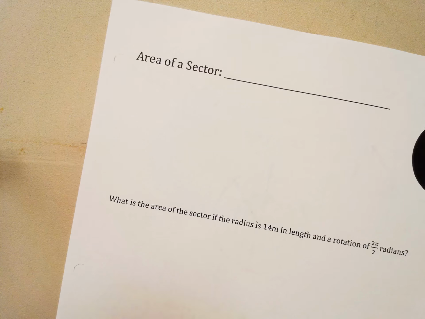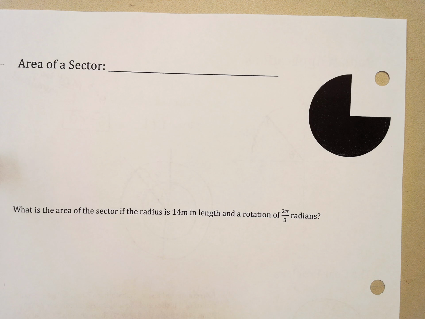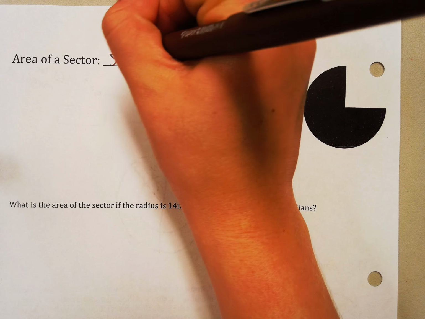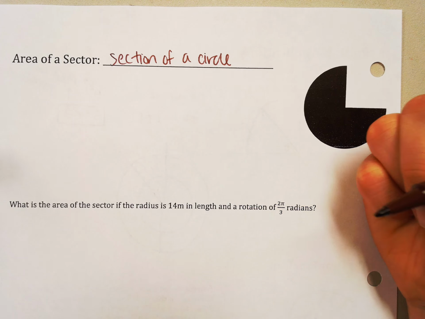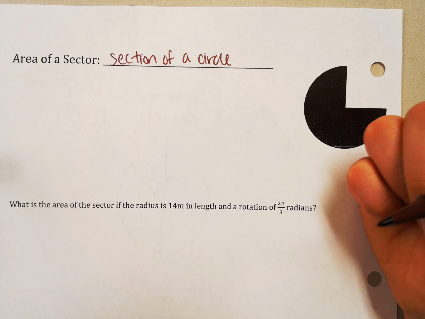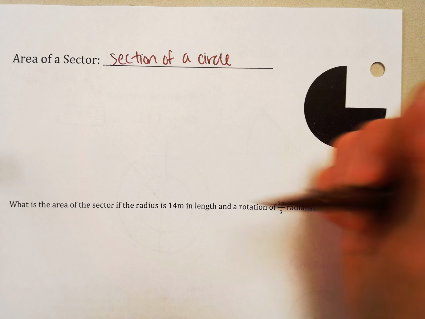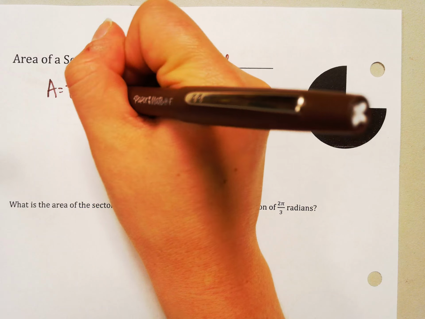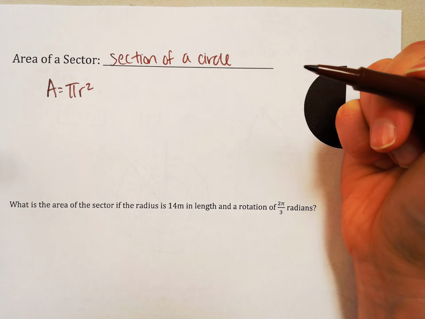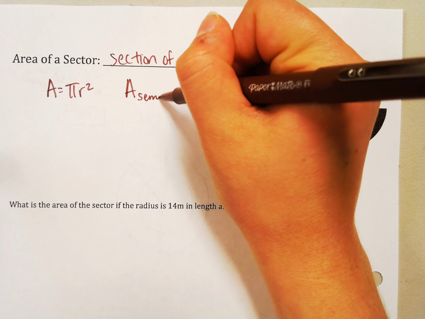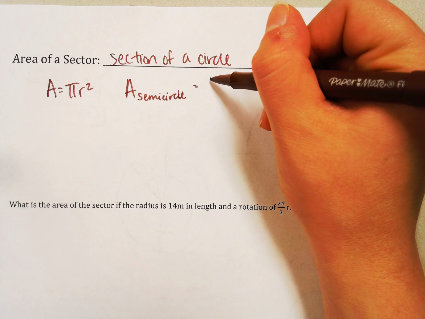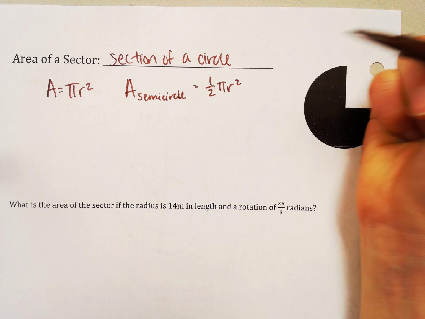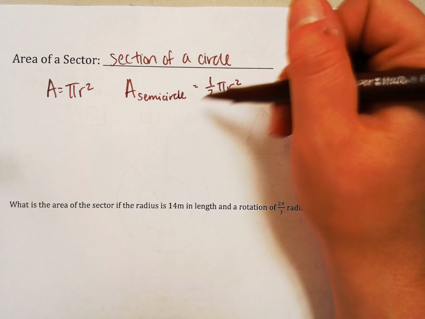Hopefully that made sense. And the second part of today is about the area of a sector, which is just a section of a circle. And we're going to come up with kind of this, not really a derivation, but I just want to talk about the area of a whole circle. So area of a whole circle is pi r squared. And if I were going to come up with maybe the area of a semicircle, which is half a circle, I would take pi r squared and divide it by 2, or in other words, 1/2 pi r squared. And if I were coming up with the area of a quarter circle, I would do 1/4 pi r squared.